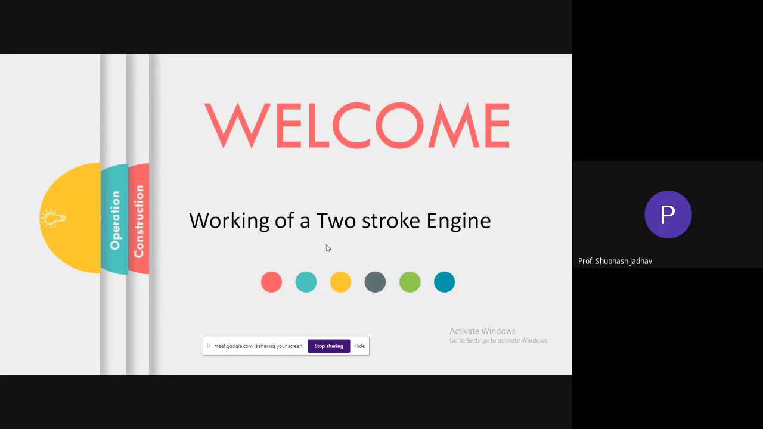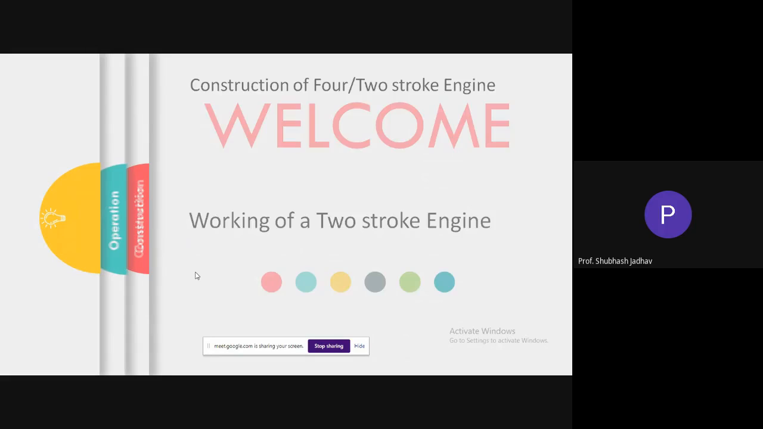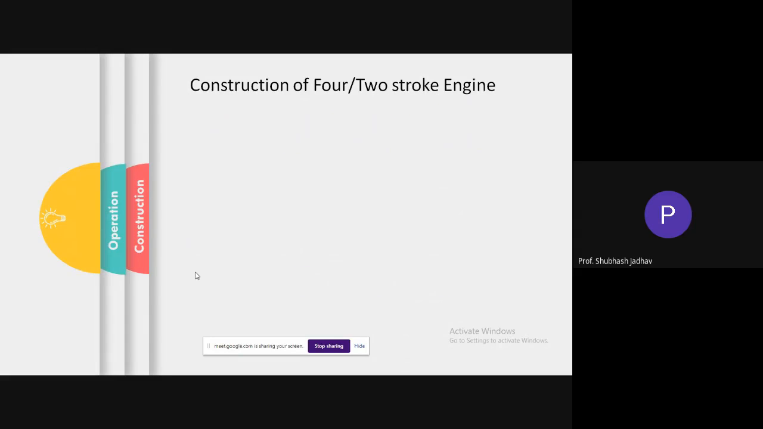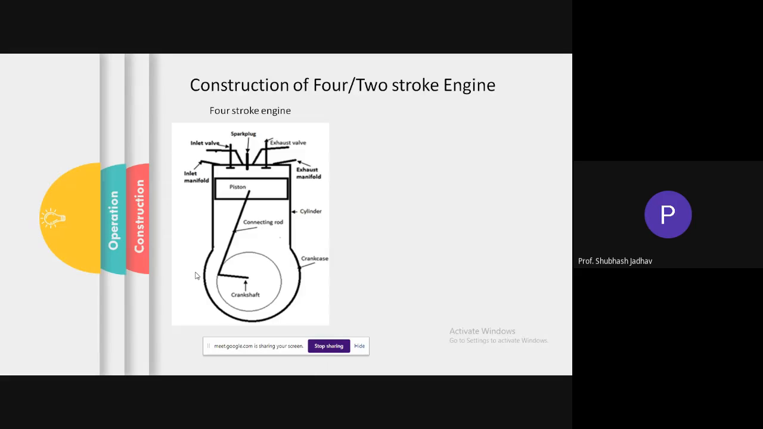So basically, we have a two-stroke engine and a four-stroke engine. These are the two important engines that you have learned. So let us see in brief the constructional details of the two engines. A four-stroke engine is something like this. Here you can see the four-stroke engine. It is a block diagram like arrangement, not an actual engine arrangement.